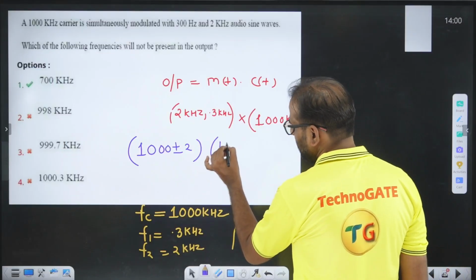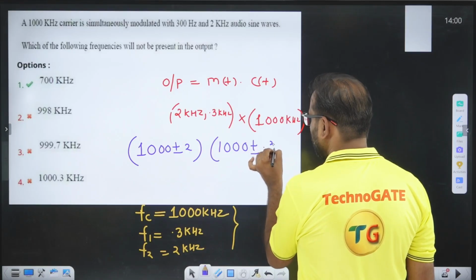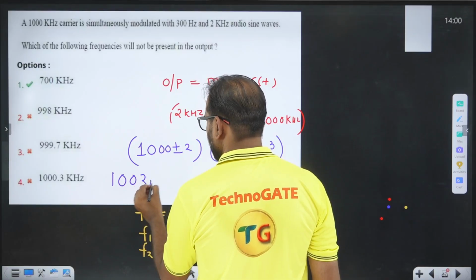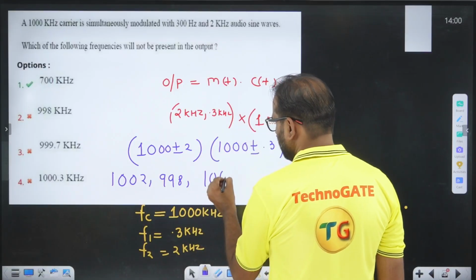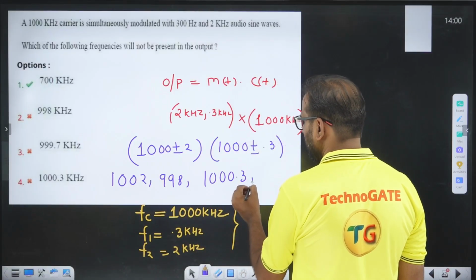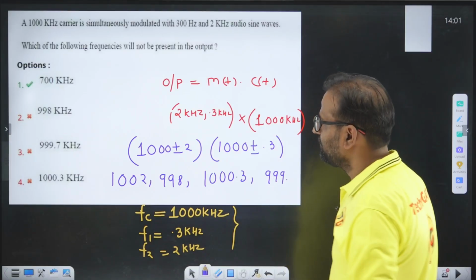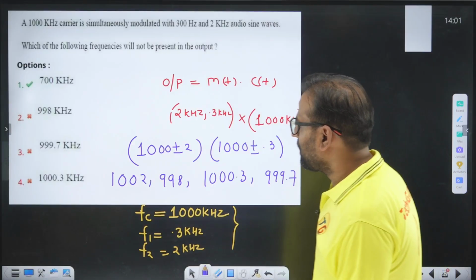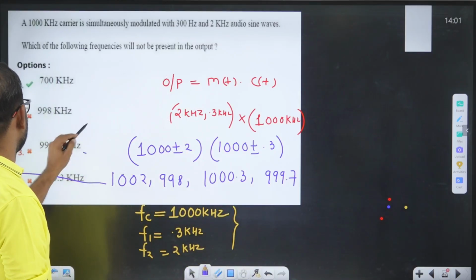So this is 1000 plus minus 0.3. So this is 1002, 998, 1000.3 and 999.7. These are four components available. So 1002 is available, this is available, this is available.